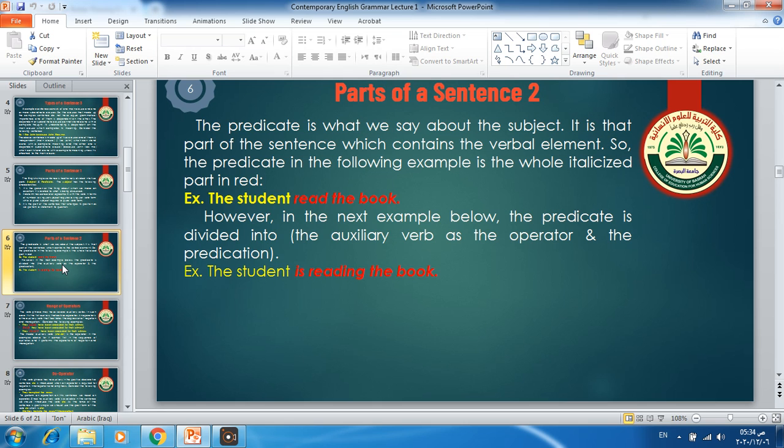However, in the next example below, the predicate is divided into the auxiliary verb as the operator and the predication. So it happens sometimes that the predicate is composed of more than one verb. One of them is the operator and the main verb and the complement. So the student is reading the book. The student is the subject, and the predicate is reading the book. So it is composed of an auxiliary verb is plus the main verb and the object, the book.